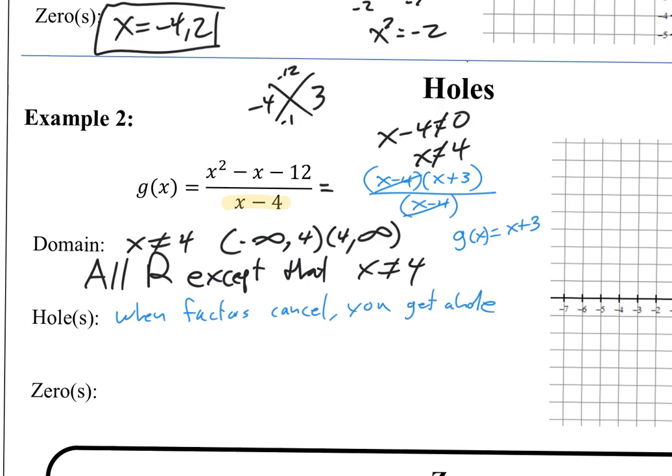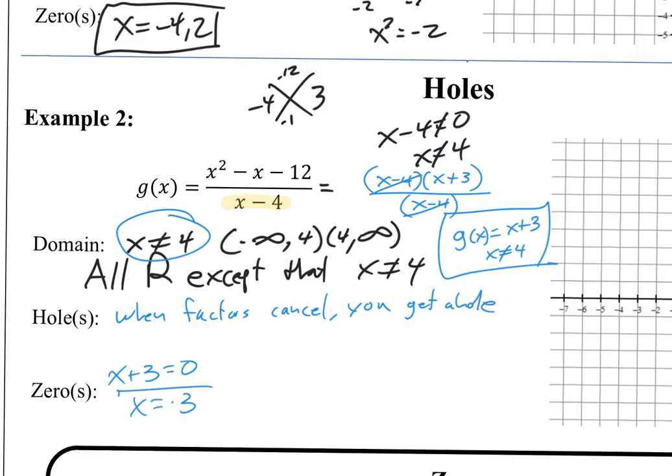So we have to still keep in mind this fact that x cannot equal 4. So that's like a simplified version of our function. And what are the zeros? The zeros are just when this top thing equals 0, which is at negative 3, right? So we could say x plus 3 equals 0. Solve that, we'd get x equals negative 3 as one of my zeros.